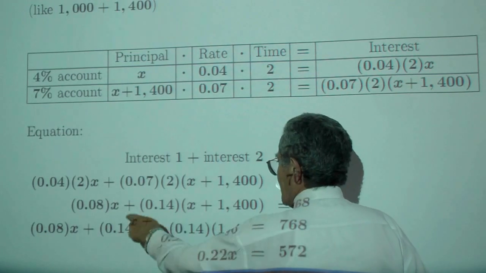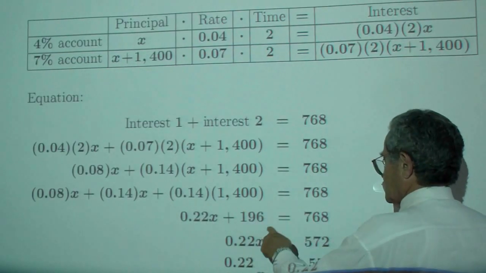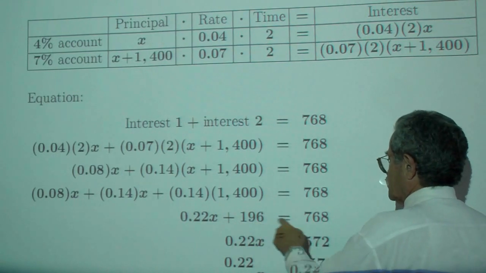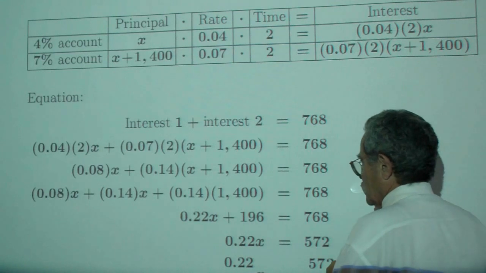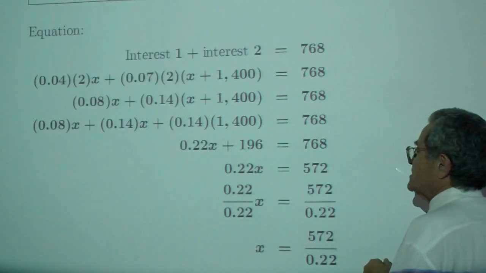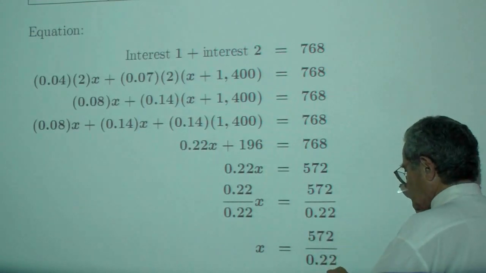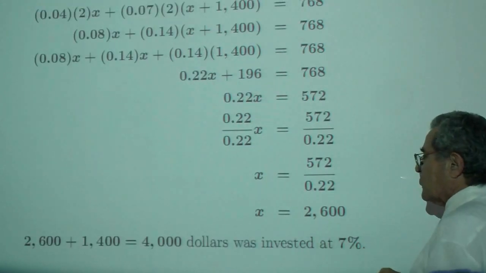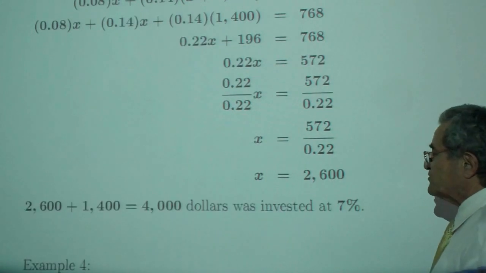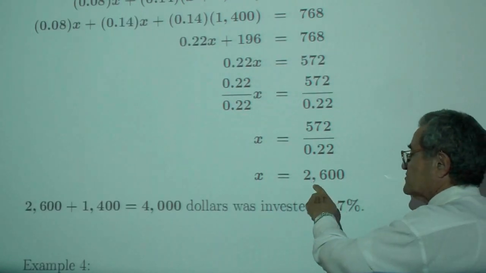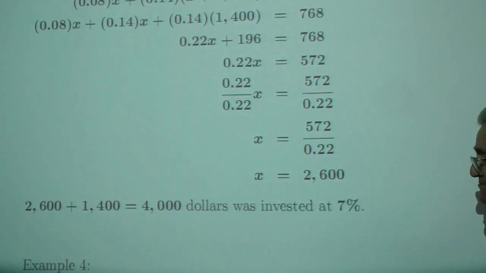Distribute, combine like terms. Subtract 196 from both sides. That step is not shown, but I think you can guess what that should be. And then divide by 0.22, which gives you $2,600. So how much did he invest at 7%? $1,400 more than that, which means $4,000.